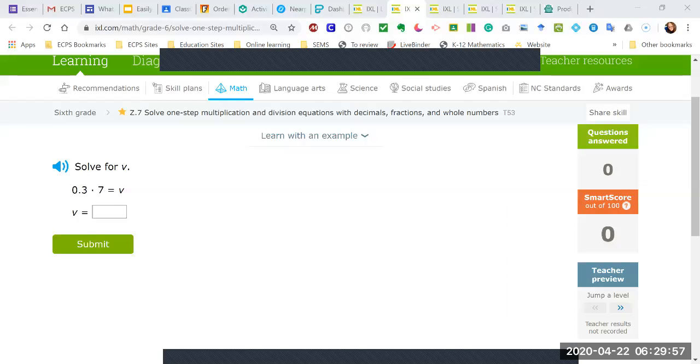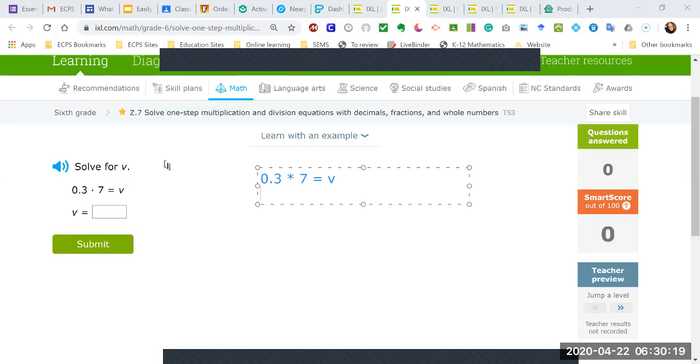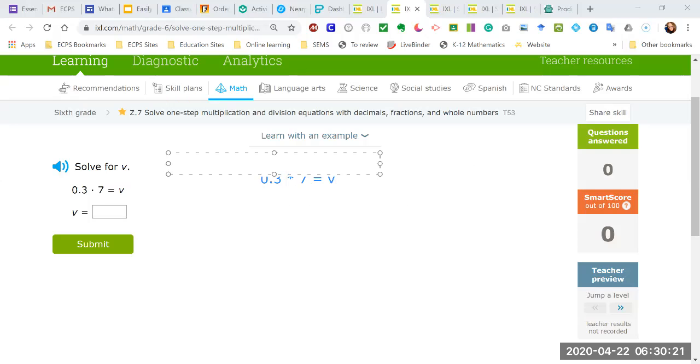The first one says solve for V, and the equation is 3/10 times 7 equals V. Now, since V is already by itself, we don't really have to move anything around here. So really, it's just a matter of multiplying. So we're going to go over here. We're going to do 0.3 times 7. And then 3 times 7 is 21.